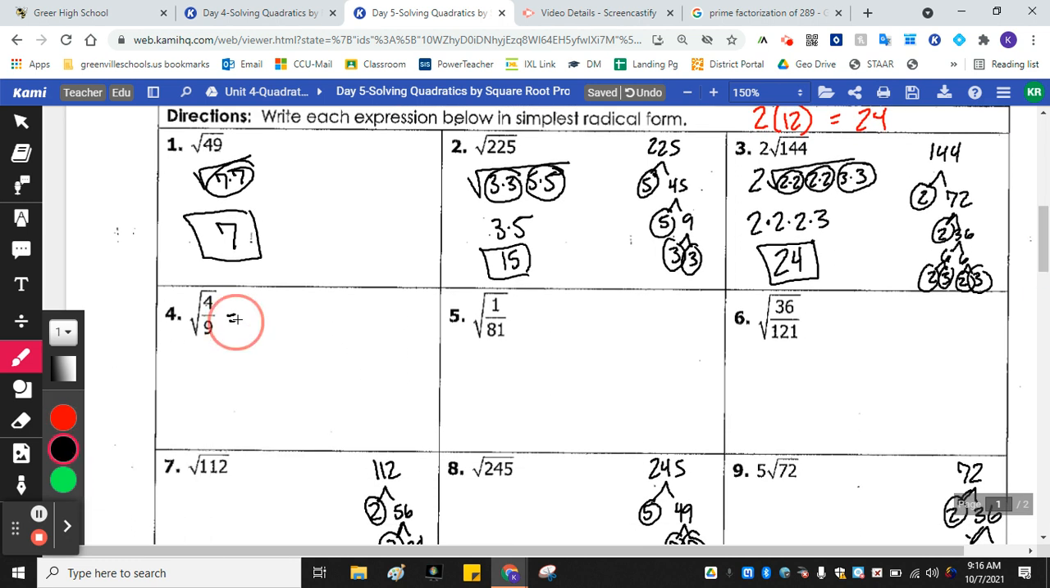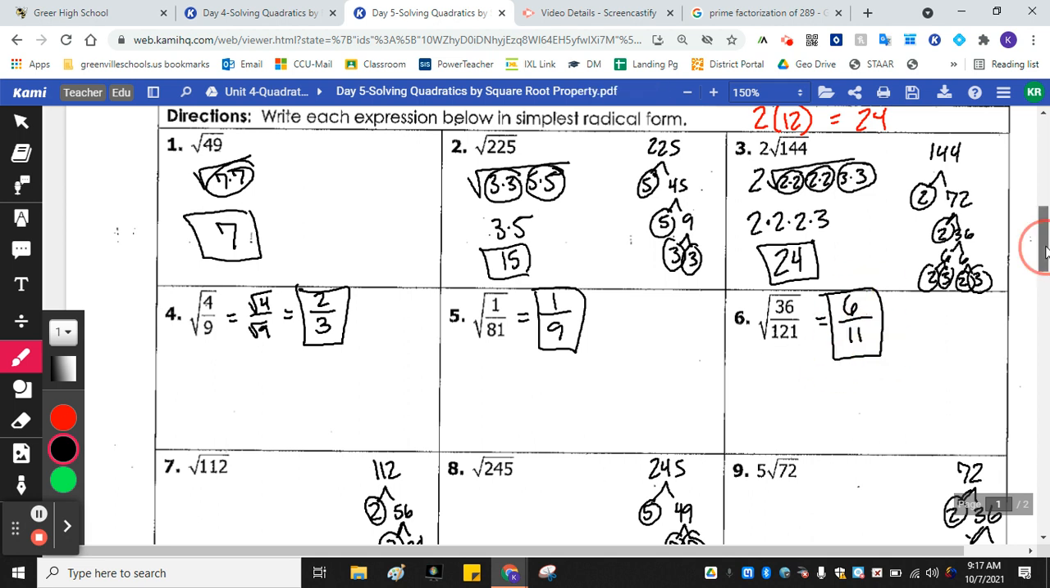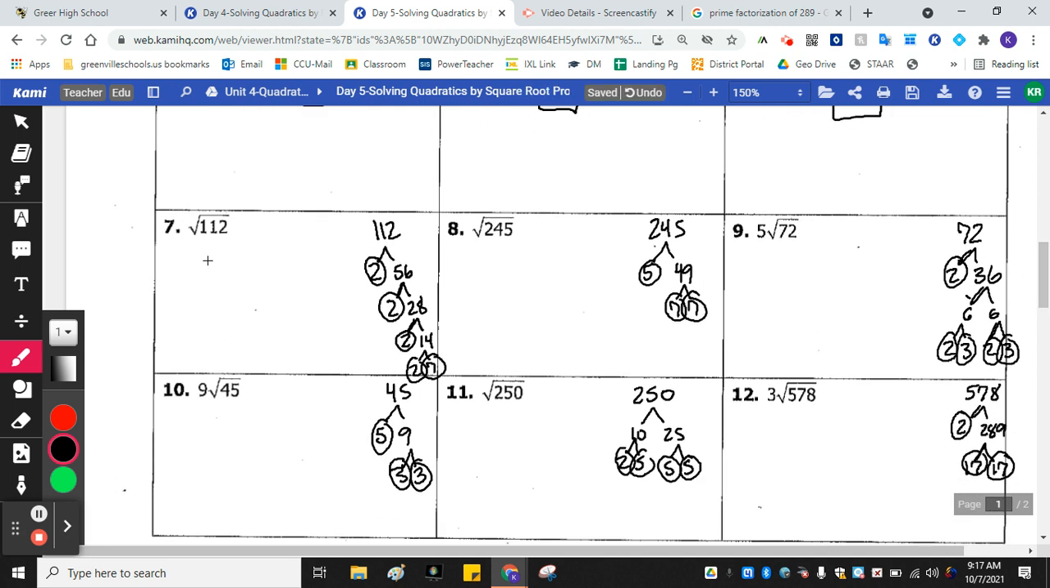When you're dividing radicals, you take the square root of the top and the square root of the bottom and just simplify. The square root of 4 is 2, the square root of 9 is 3. Same thing here. The square root of 1 is 1, the square root of 81 is 9. The square root of 36 is 6, the square root of 121 is 11. You should know these. Square root of 112, I do not know, but I broke it all down.